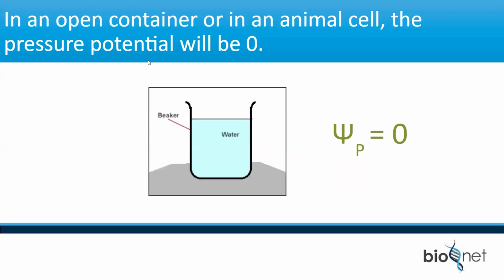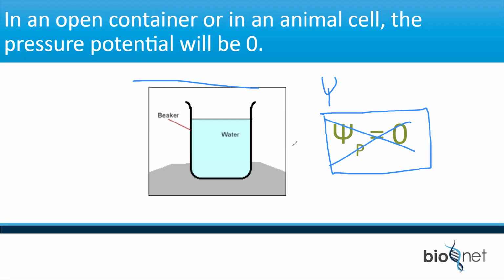Okay, so here we have an open container, and in an open container, you actually cannot build up pressure. So even if you were to pour more water into this container, eventually it would just overflow. You wouldn't build up pressure. So the pressure potential there would be equal to zero. So again, we can pretty much ignore pressure potential because our equation is water potential equals pressure potential plus the solute potential. So in an open container, we just need to worry about the solute potential, which we'll get into in a second.